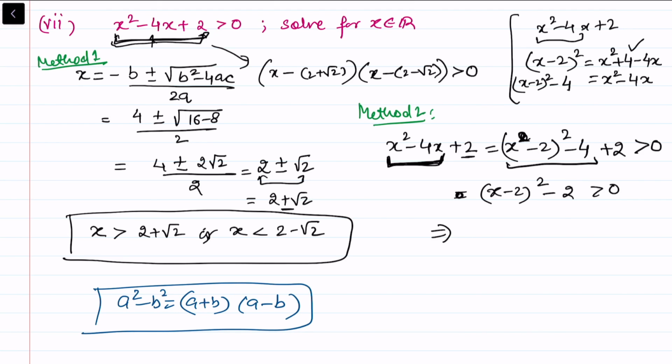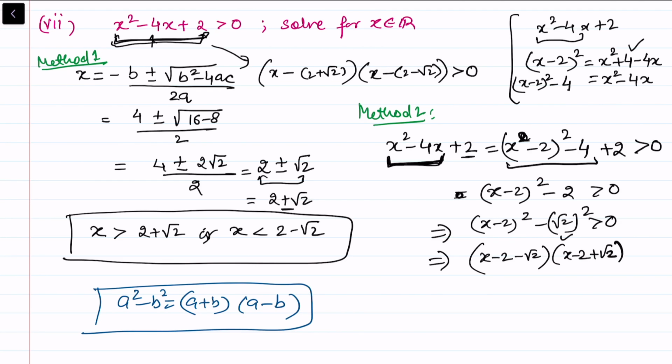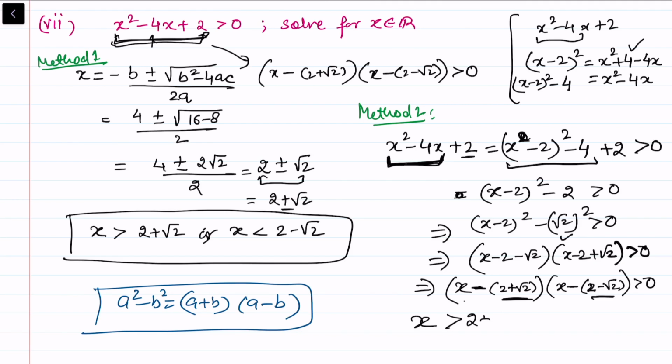So if I want to now write this, this is (x minus 2) whole square minus (under root 2) whole square. Now you can apply a square minus b square formula. So this is (x minus 2 minus root 2) and (x minus 2 plus root 2). This is greater than 0. Or I can write, first let us write in the same form x minus a and x minus b. So take negative common, inside we will have 2 plus root 2. One is this term. Here if I take negative common, and inside we will have 2 minus under root 2, greater than 0. Now this is like (x minus a)(x minus b). This is bigger than this quantity. So x is bigger than 2 plus root 2 and x is smaller than 2 minus root 2.